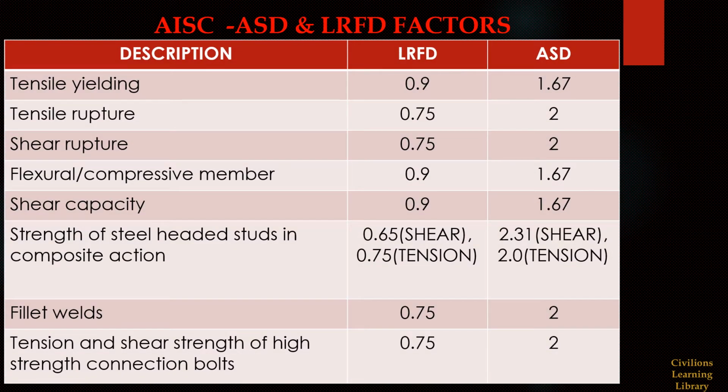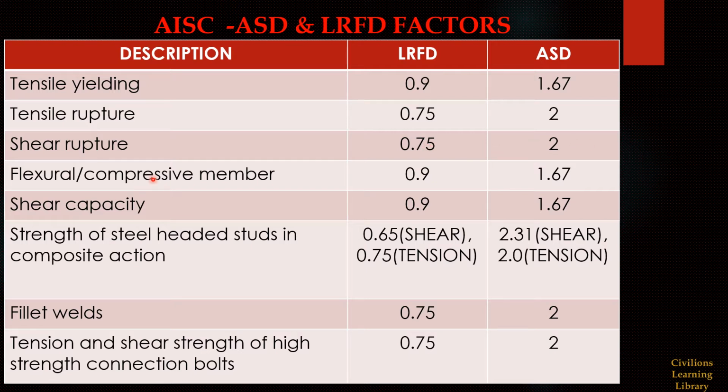In this slide, we have listed out the basic safety factors for both LRFD and ASD. Let's see one by one. For the tensile yielding check, the factor of safety is 0.9 for LRFD and 1.67 for ASD. For tensile rupture, 0.75 for LRFD and 2 for ASD. For the shear rupture check, 0.75 is for LRFD and 2 for ASD.